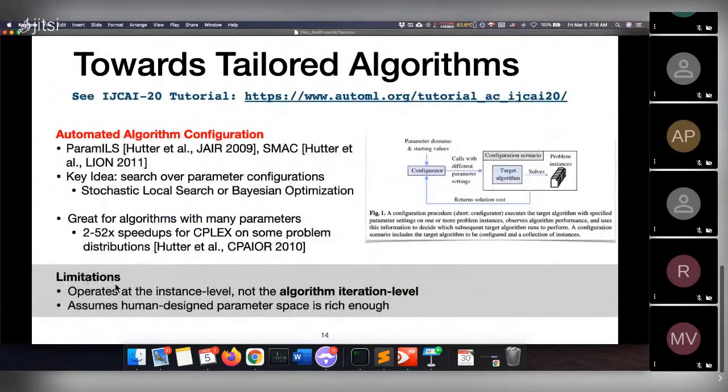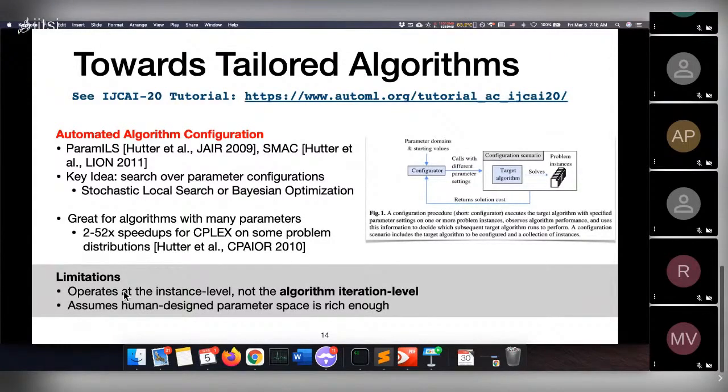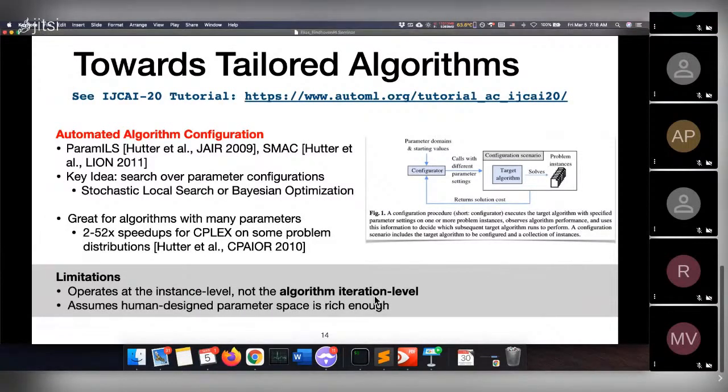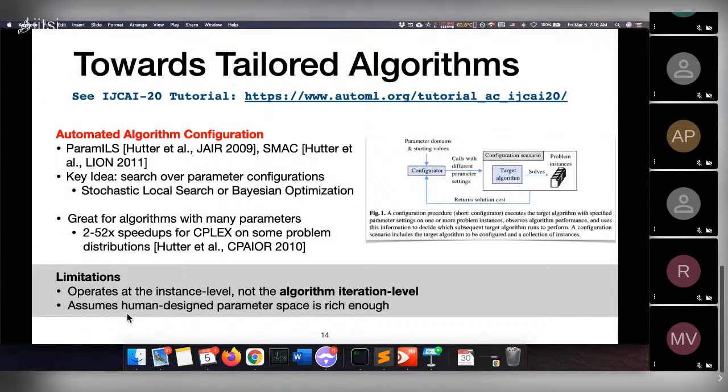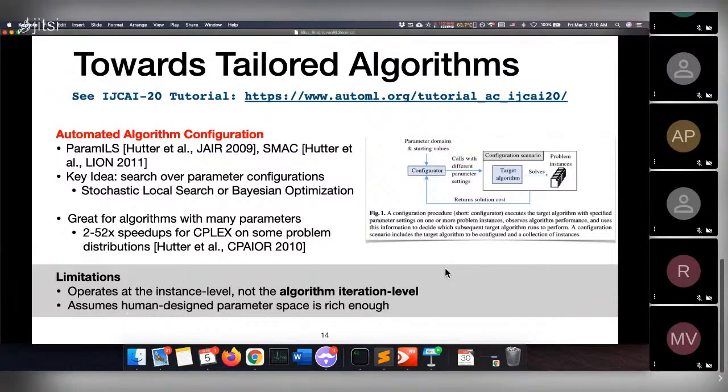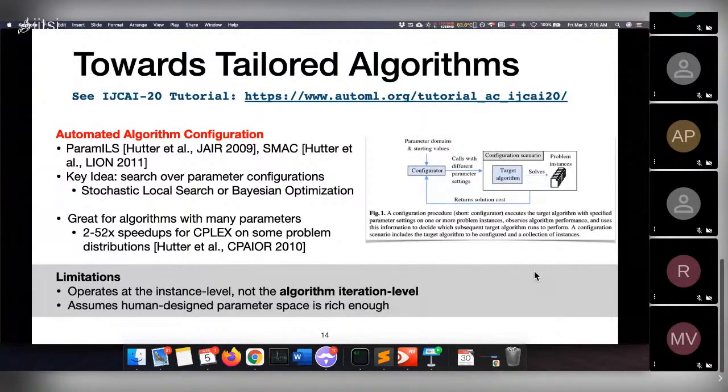But the limitation is it operates at the instance level. Hyperparameter tuning doesn't look inside the algorithm, it just tweaks high-level stuff and hopes that the algorithm works better. So it doesn't operate at the algorithm iteration level, and it assumes that the hyperparameter space that a human has designed for the algorithm is rich enough to express a wide range of versions of the algorithm that make it adapt well to your specific set of instances. And so in that way, the solution is not necessarily satisfactory.